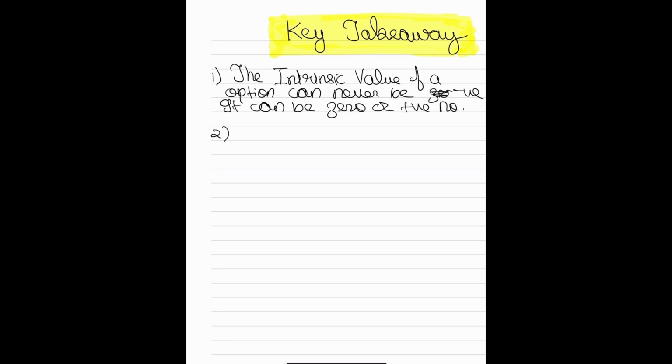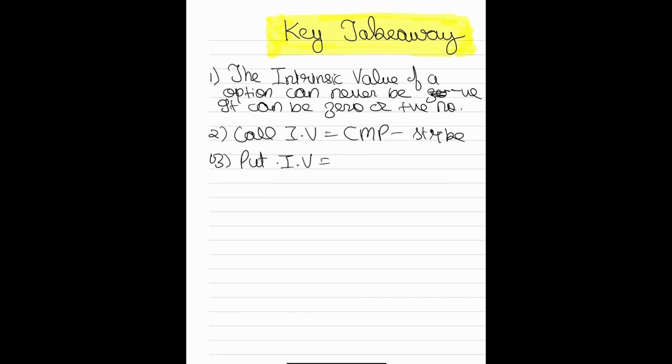The second is, to calculate the call IV, we have the formula of CMP minus strike, and for put IV, IV does not mean implied volatility. IV here means the intrinsic value. We have the formula of strike minus CMP.